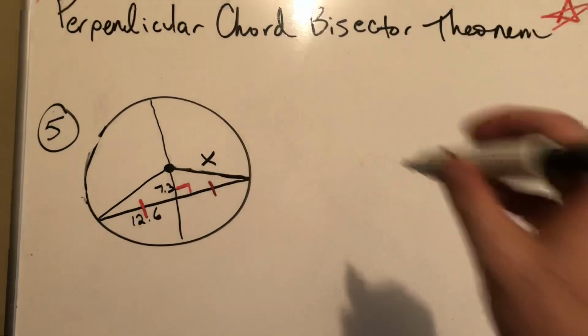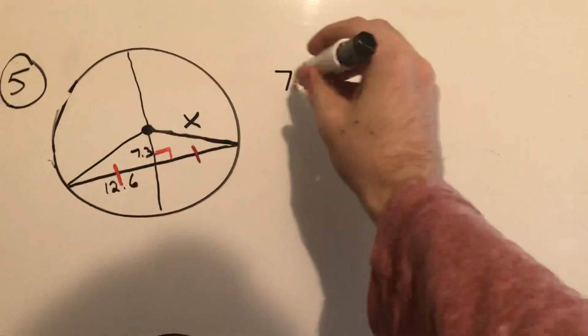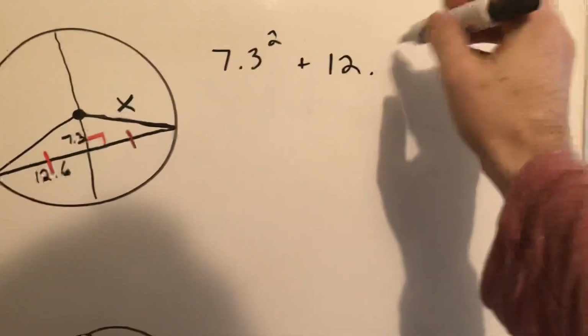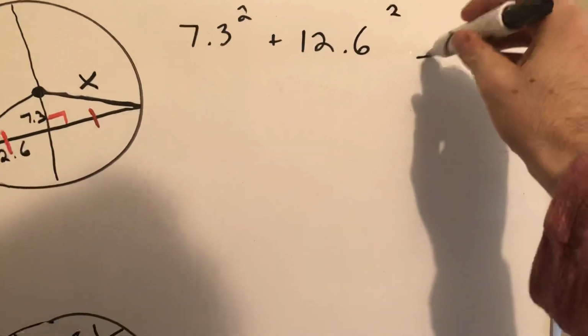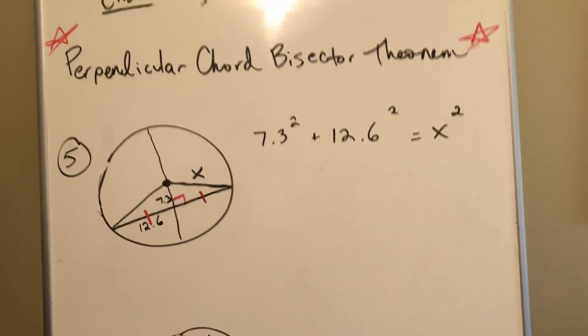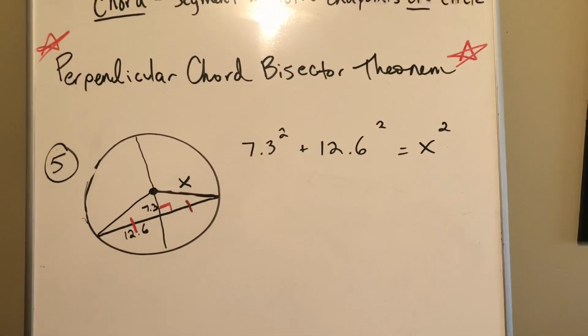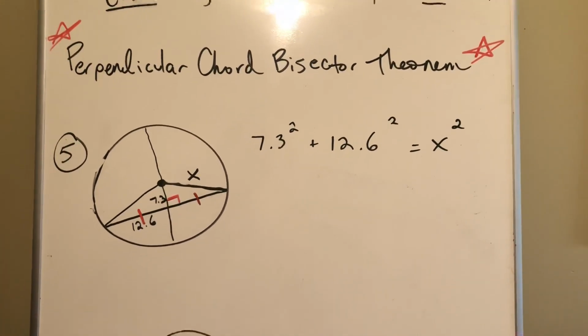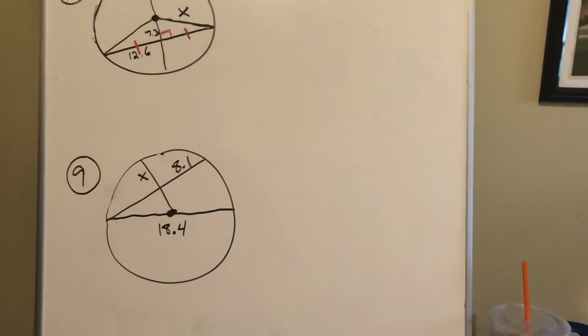So the way I would set this problem up is I would do 7.3 squared plus 12.6 squared equals x squared. We did plenty of Pythagorean theorem problems in chapter 9, so I think you all could solve from there. That one's pretty straightforward. Let's take a look at one more, number 9, that's a little bit more challenging.